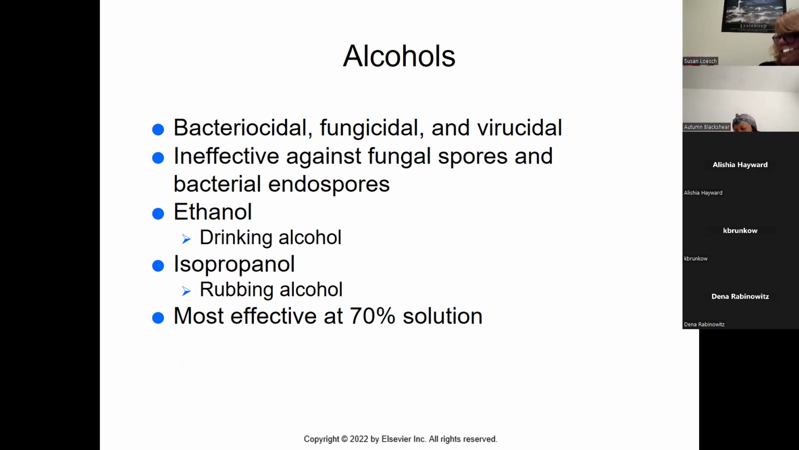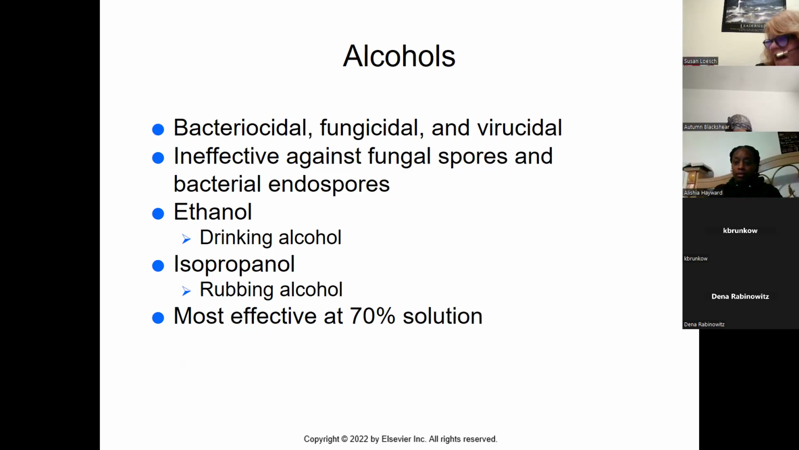So alcohol in itself is effective against vegetative forms of bacteria, fungi, and viruses, but ineffective against fungal and bacterial spores. Commonly used alcohols are isopropyl, that's going to be your rubbing alcohol, and ethyl alcohol, which is drinking alcohol. Now, alcohols will denature the proteins and dissolve the lipid membranes.